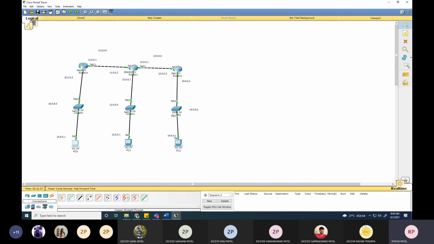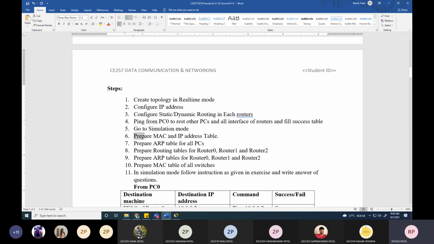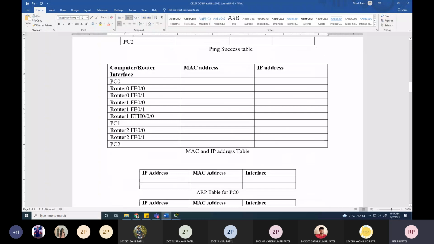Go to simulation mode. So we are going in simulation mode. Prepare the MAC and IP address table. This MAC and IP address table is given over here. For PC0, you have to write down what the MAC address and IP address are over here. Same way, router 0, interface FE0/0 will have a MAC address and IP address. Same router, but another interface, FE0/1, also has a MAC address and IP address.